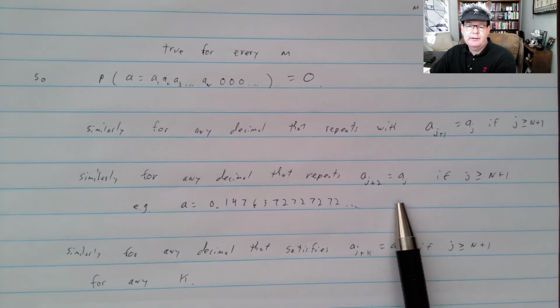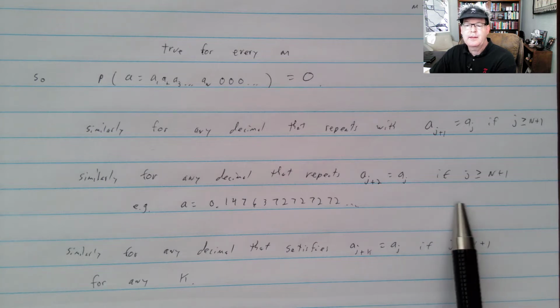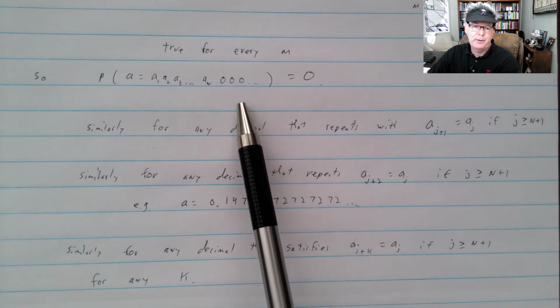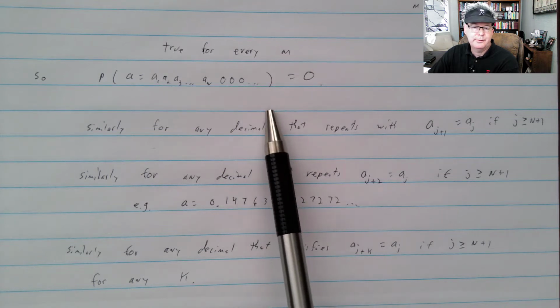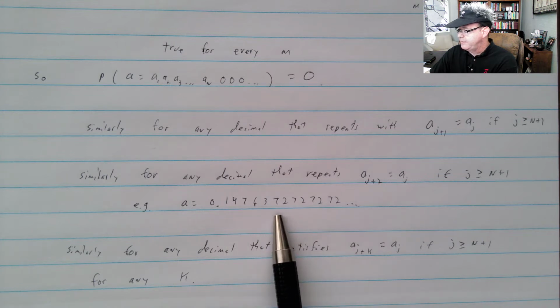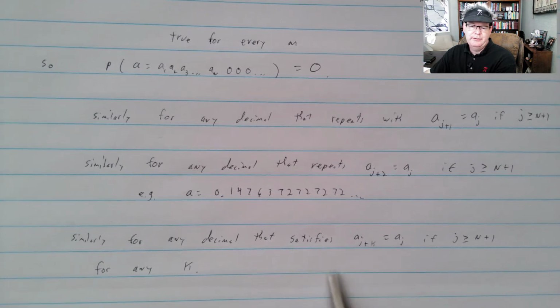And repeating with kind of period 2 instead of period 1. I'd consider this period 1 if it's all 1s or all 2s or whatever, if it's all the same digit. Here's period 2. Like eventually I get 7, 2, 7, 2, 7, 2. You can do similar analysis.